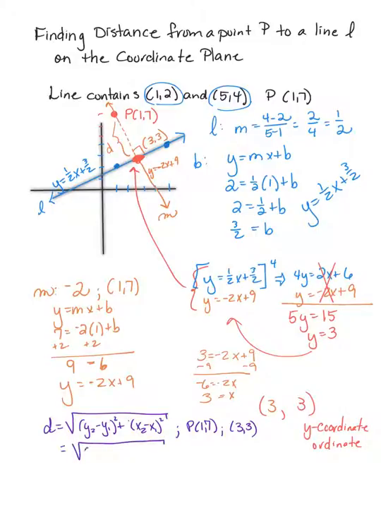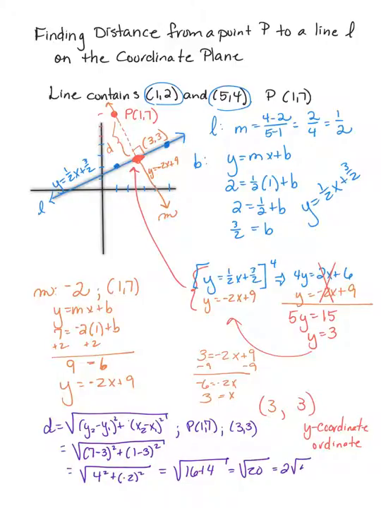Okay, I'm going to say 7 minus 3 squared plus 1 minus 3 squared, and that's going to equal 4 squared plus -2 squared, which is going to be 16 plus 4, or the square root of 20. The square root of 20 in simplest form is 2 square root of 5, or as the approximate decimal value, it's going to be about 4.47.